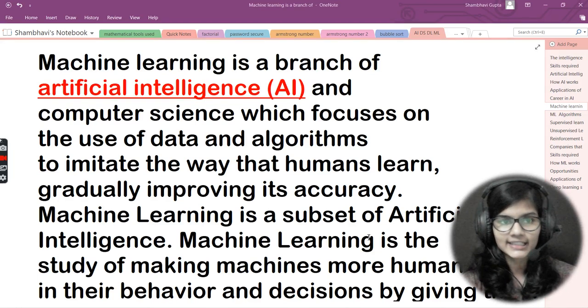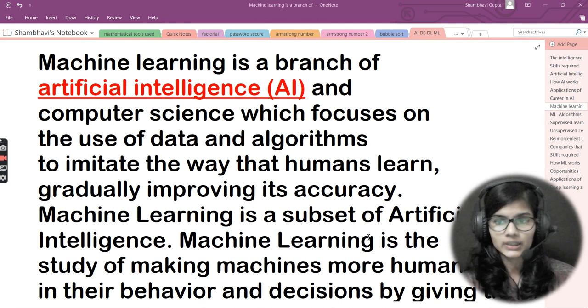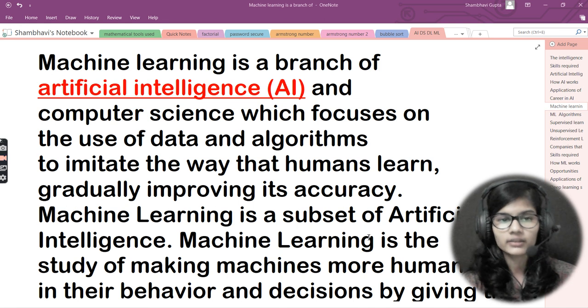So today we are going to discuss machine learning in much detail: what is machine learning, and what are the algorithms that you have in machine learning. Then basically there are three types of learning. First one is supervised, then we have unsupervised and reinforcement. Then we are going to discuss all of those three.